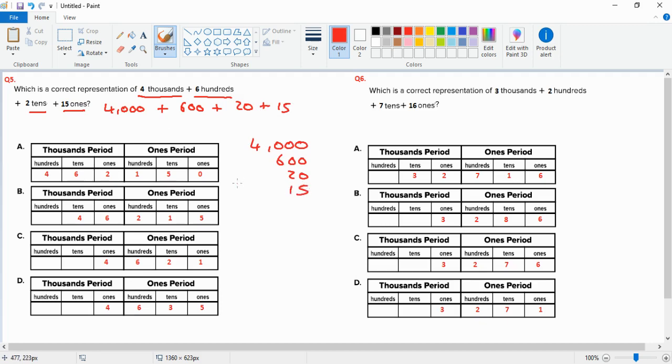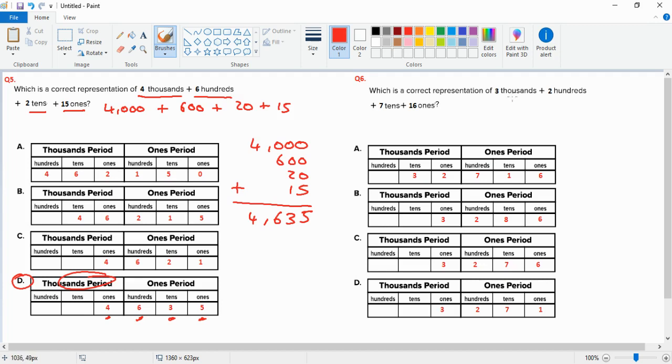I'm using column addition. I make sure I line them up, all the ones, tens, hundreds, thousands. I make sure I copy them correctly, and then I do my addition. All the zeros plus 5 is 5, 0 plus 0 plus 2 plus 1 is 3, 0 plus 6 is 6, and then 4, nothing else, 4,635. So it's 5 ones, 3 tens, 6 hundreds, and 4 thousands. That's the thousands period, 6 of them, so it's D.